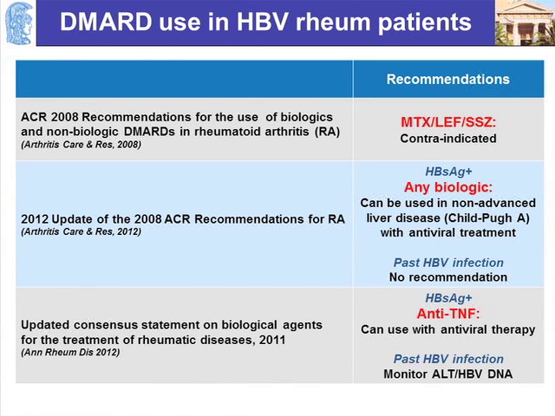Now, how about medication used in these patients? What are the recommendations? Again, the ACR recommends that methotrexate and leflunomide should be avoided. And if you want to use biologics, you can do that as long as you give antiviral treatment, and only in patients who do not have advanced liver disease. That's something that the Europeans also agree on. There are no recommendations at this point on what to do in patients with past HBV infection.